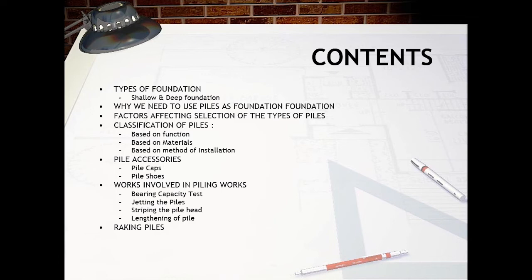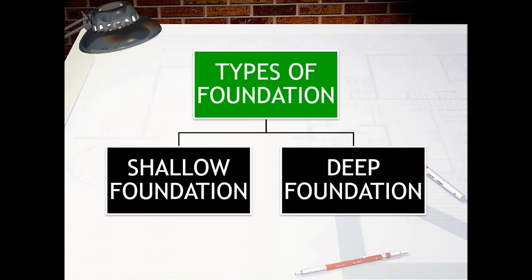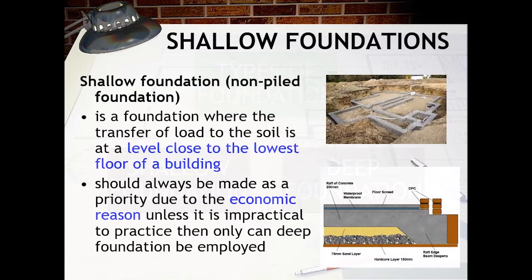The contents of this chapter are as follows. As we know, there are two types of foundation, which are shallow foundation and deep foundation. Shallow foundation is a foundation where the transfer of load to the soil is at a level close to the lowest floor of the building. It should always be made as a priority due to economic reason, unless it is impractical to practice, then only can deep foundation be employed.